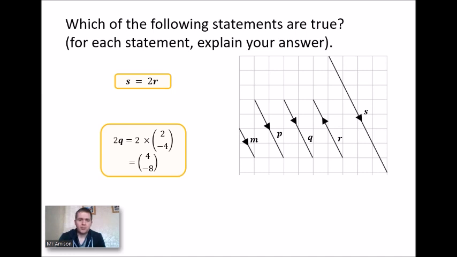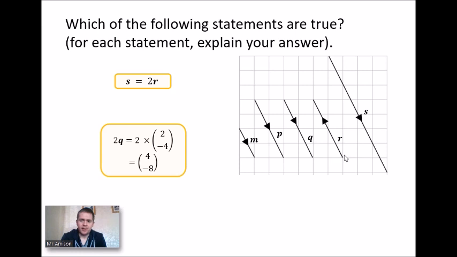Let's think about what happens if we multiply our vectors by a number. And the number we multiply a vector by is called a scalar. So this vector is equal to a scalar multiplied by this vector. Now, is that true or not? Well, it is true that S is twice as long as R. However, S goes in the opposite direction to R. Therefore, S would not equal 2R, S would equal minus 2R.